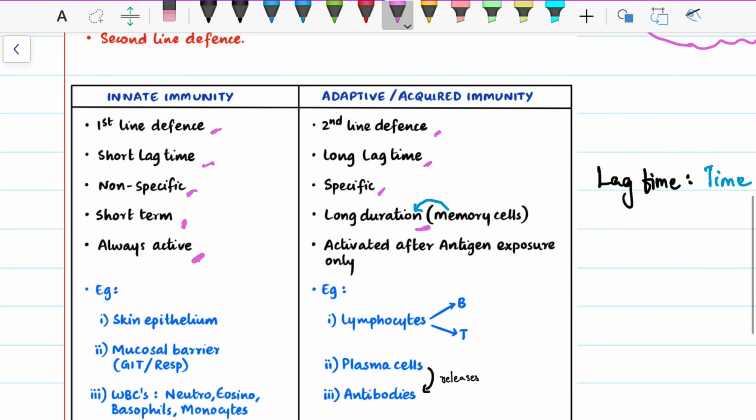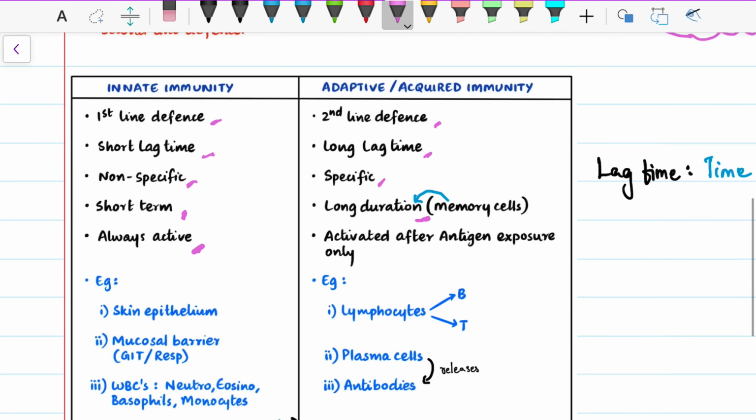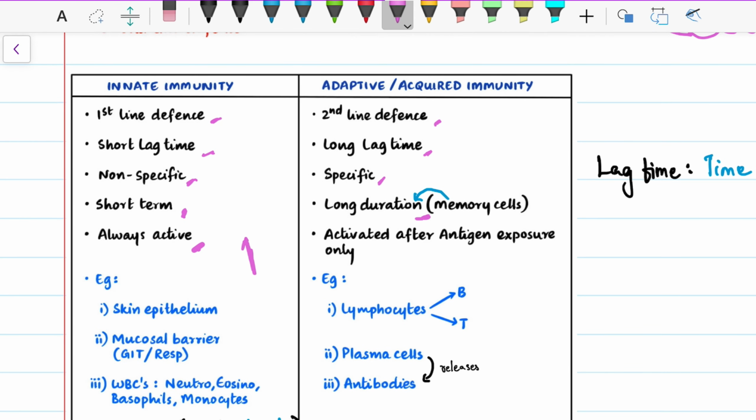We can compare these two like this: if a person goes into a fight, either he can choose to go rogue and fight off and throw hands and just do whatever he feels like, or the other one is analyzing his opponent and choosing the right ways to attack him. This is more specific to that particular person he's going to hit. Whereas innate immunity is just going and throwing hands at him.